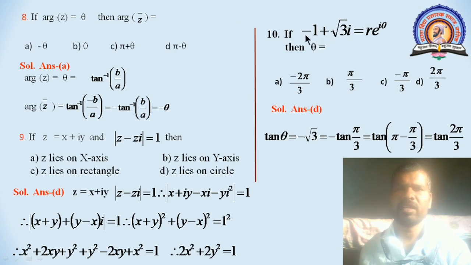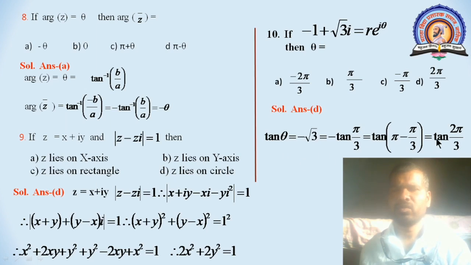On comparing, we will get a is equal to minus 1, b is equal to root 3. So tan theta is equal to b by a. So b by a is root 3 by minus 1. So it will be minus root 3. Now minus root 3, and tan pi by 3 is root 3. We will get minus tan pi by 3. Now using the result of allied angle, minus tan pi by 3 can be written as tan (pi minus pi by 3). So this will be equal to tan 2 pi by 3.